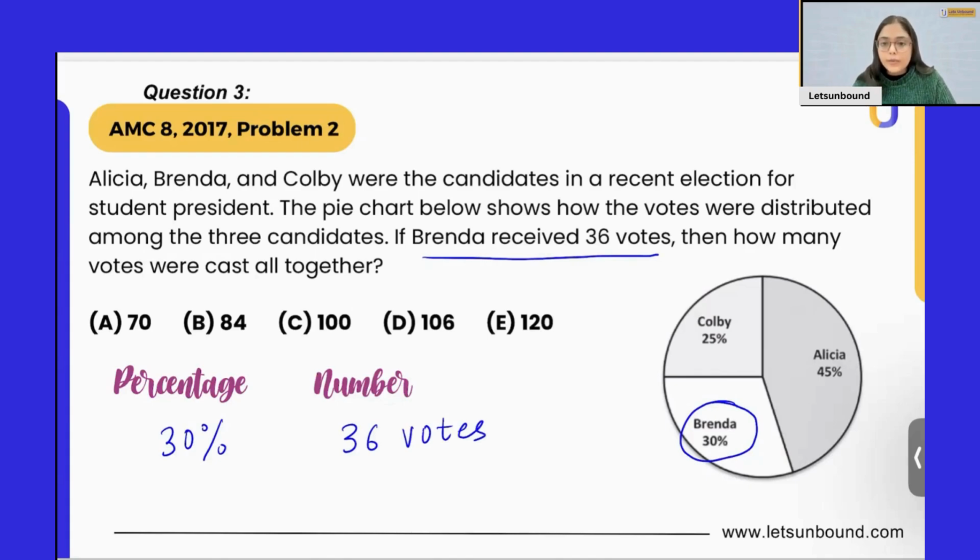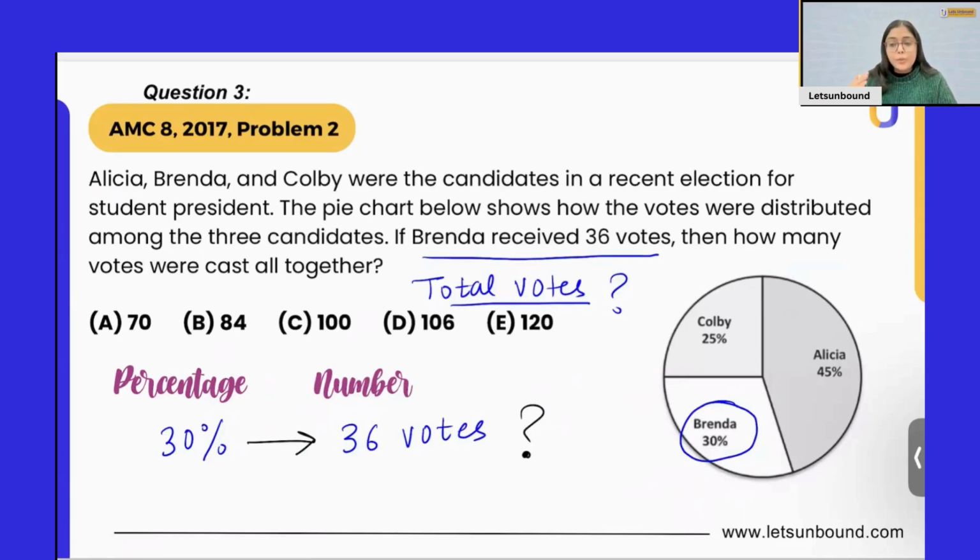Now, what are they asking for? They're asking us how many votes were cast altogether. So they want us to find the total votes. Now, how do we do that? We just use a simple formula where we convert the percentage to numbers, right? And from there we get the total votes very easily. Let's just see how. Do you know the method of converting from percentage to numbers? Just by using this formula, we get the answer for total votes, right?